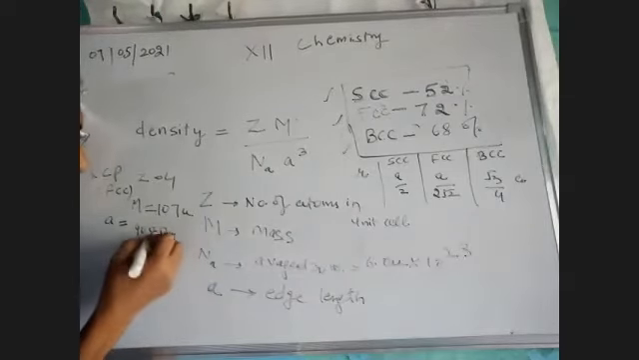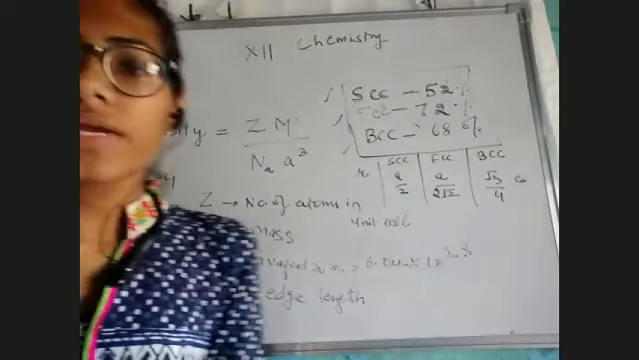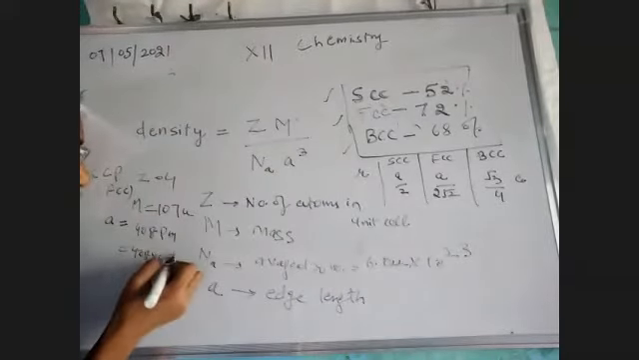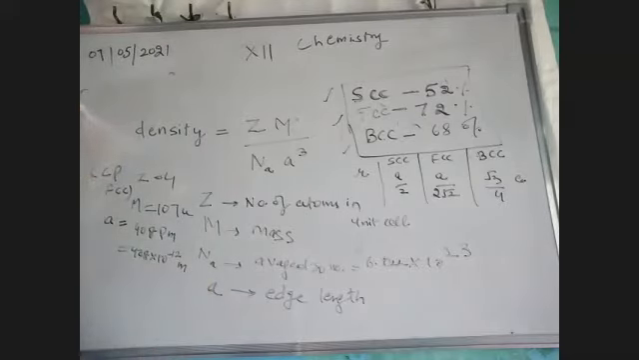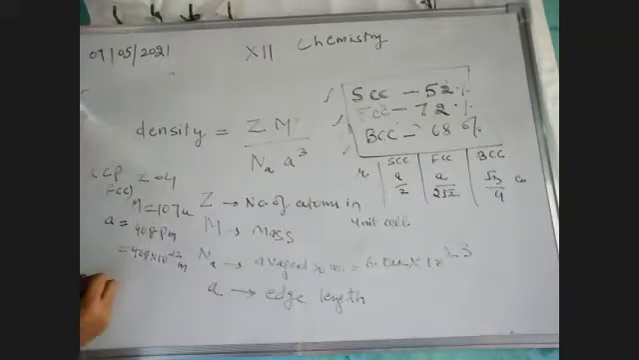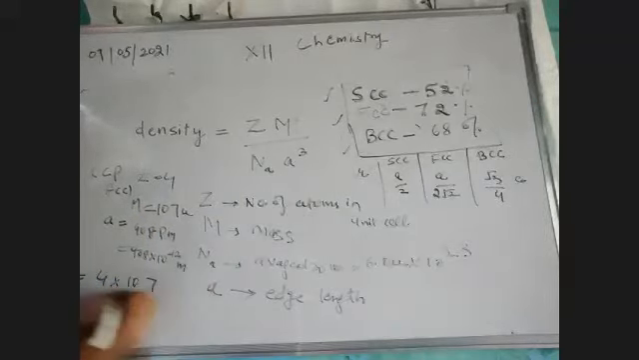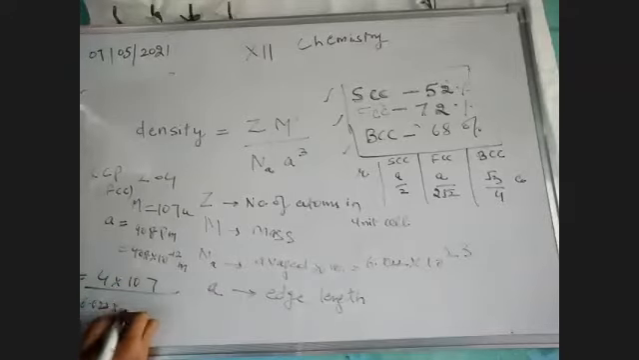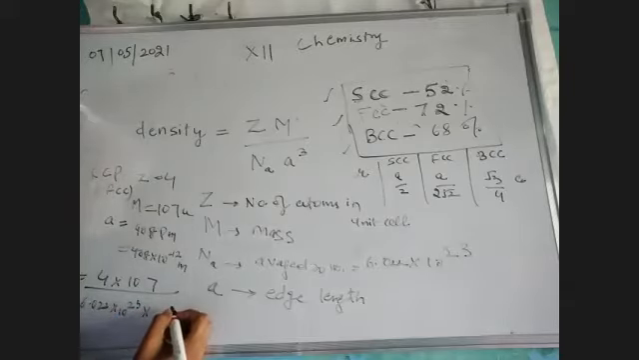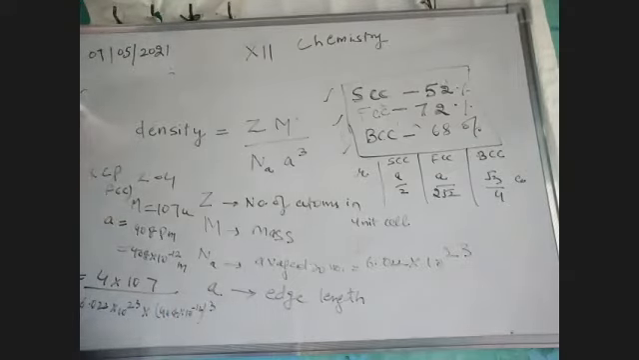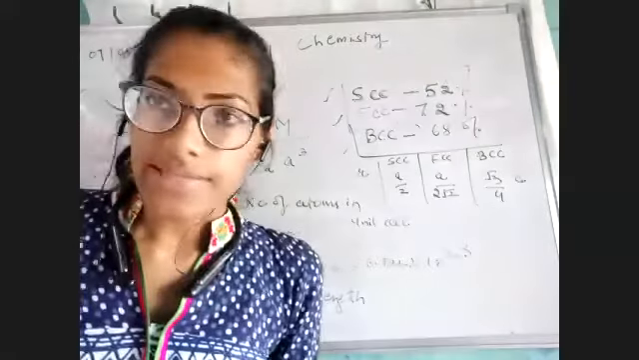You know very well what a picometer is. How can we convert it into meter? It would be 408 into 10 raised to power minus 12 meter. Okay, so we will put all this into the formula. Density equals 4 into 107, divided by Avogadro number, 6.022 into 10 raised to power 23, multiplied by a, which is 408 into 10 raised to power minus 12, cubed. We will solve it and we will get our density.